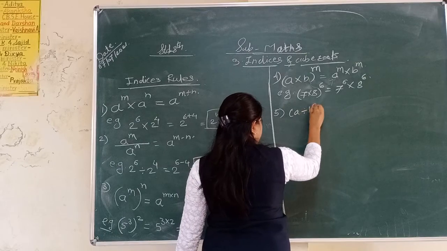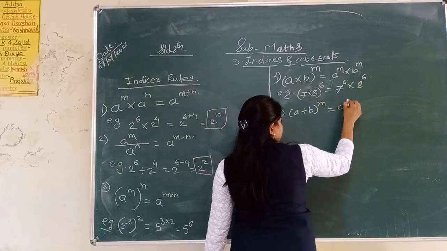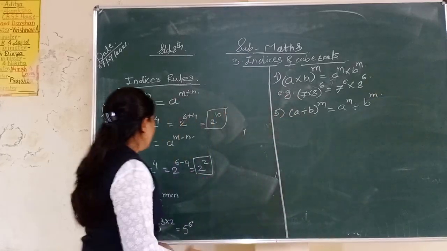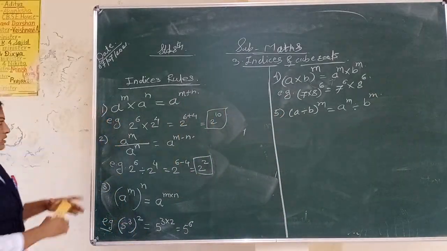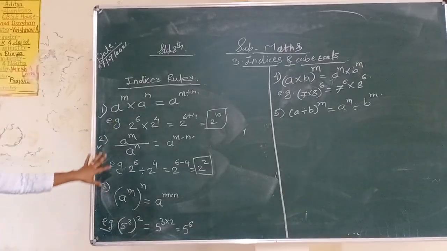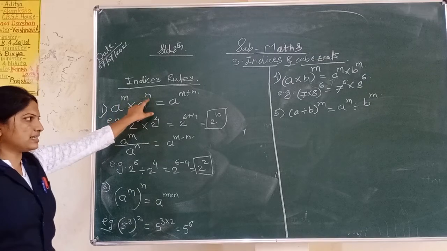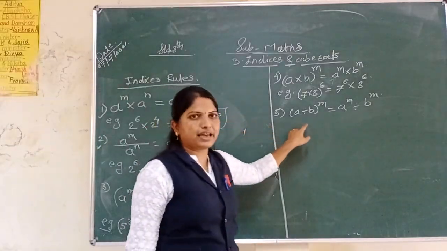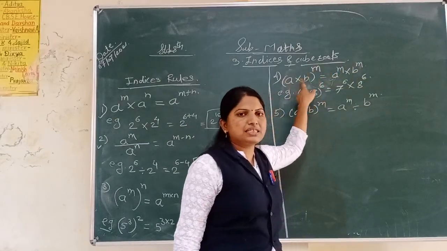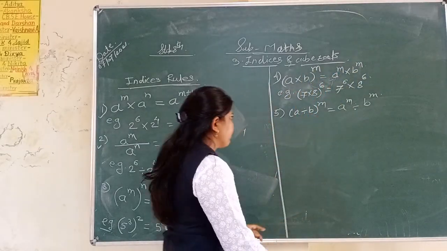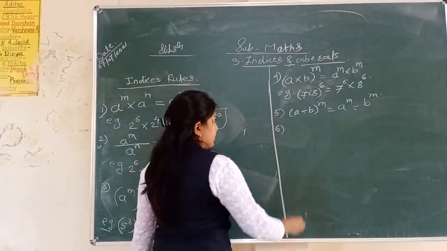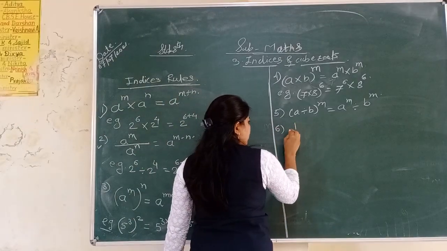A divided by B raised to m equals a raised to m divided by b raised to m. See, these two rules are for the same bases but different indices, and this is exactly the opposite. Here indices are the same but bases are different. Then the sixth one.